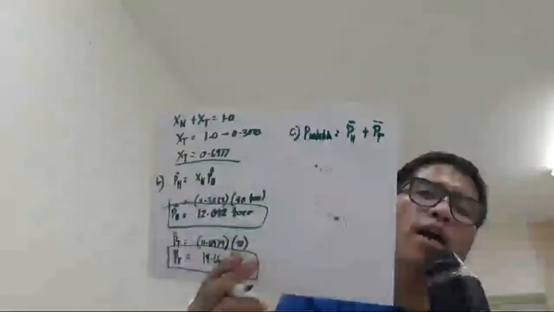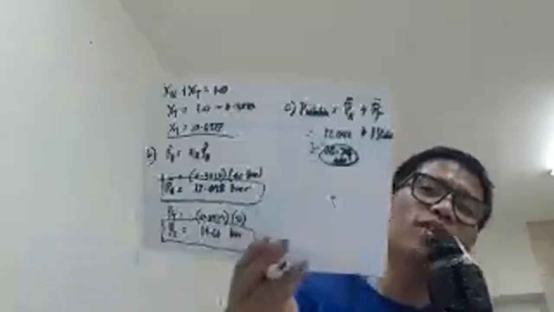Letter C. What is the vapor pressure of the solution? Since we already have the partial pressures of each component, we can just add the two. The partial pressure of toluene, 14.66, plus 12.092 equals 26.74. That is the vapor pressure of the solution, obtained by adding the two partial pressures. Why 26.74? Because it has been added, of course.